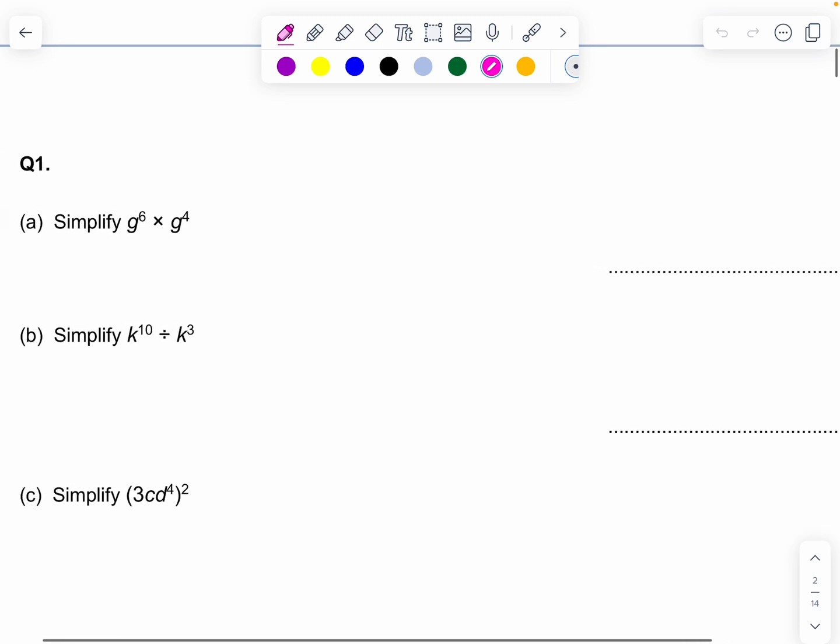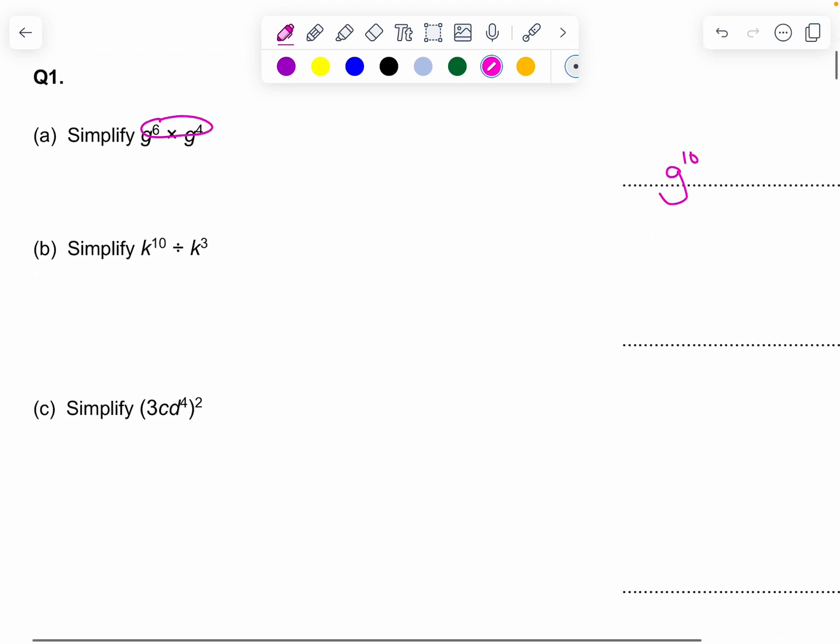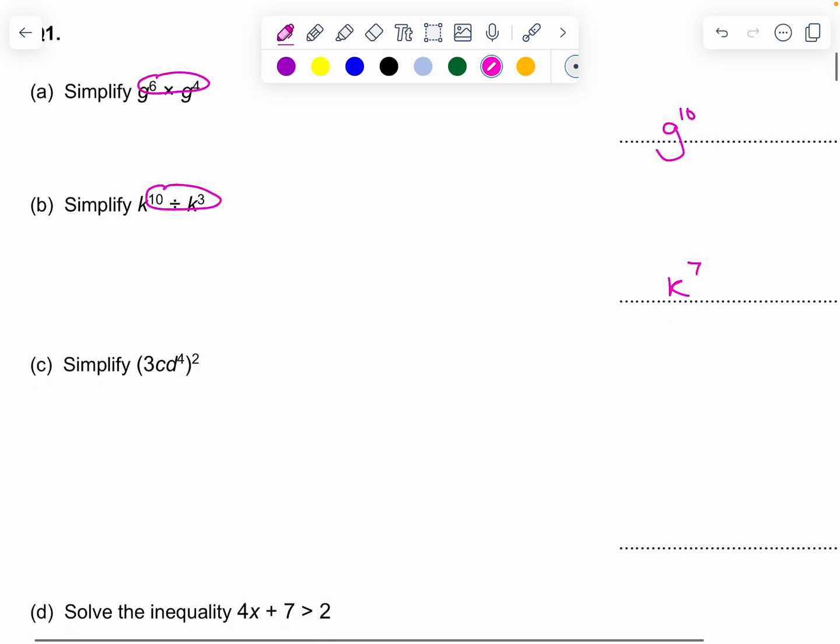Okay, so question 1A, nice and easy. When you're multiplying, you add the indices. So 6 plus 4 is 10, so it's g to the power of 10. When you're dividing, you subtract the indices. So you do 10 take away 3, and so you get k to the power of 7. 10 take away 3 is 7.